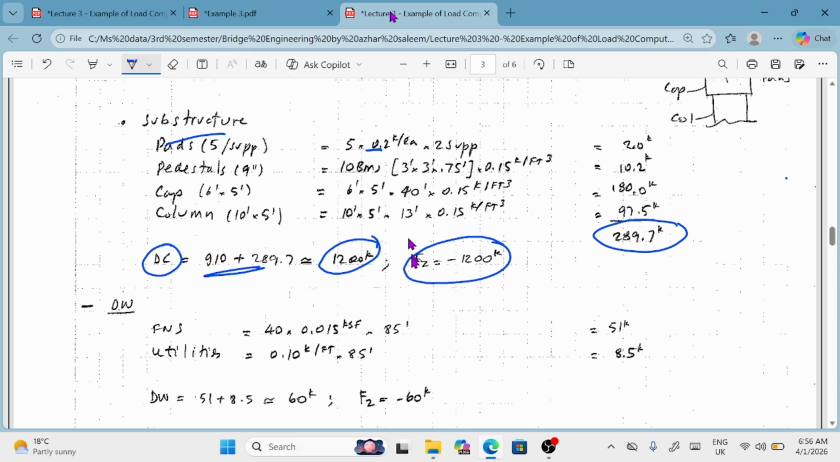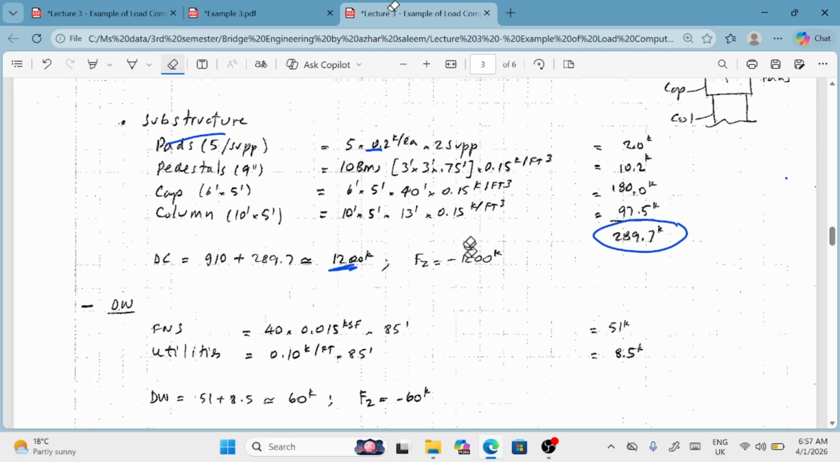Okay, this whole load, the load of the bridge, the load of the deck, the load of the barrier, pedestal, pile cap and piers, all the loads on the base of the pile will be 1200 kip only from the dead load of components. After that we will compute the dead load of wearing.